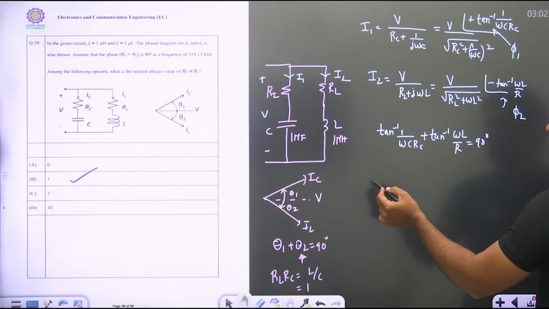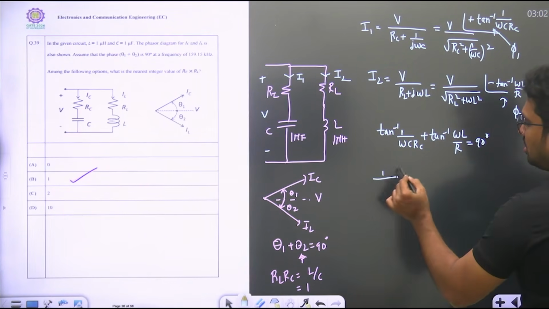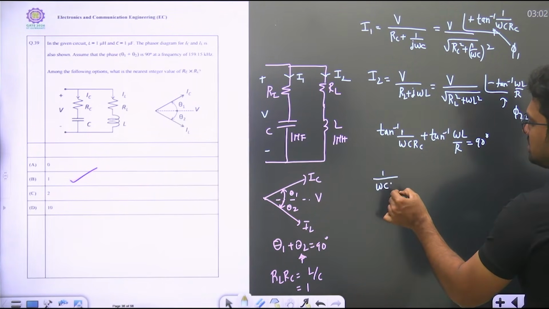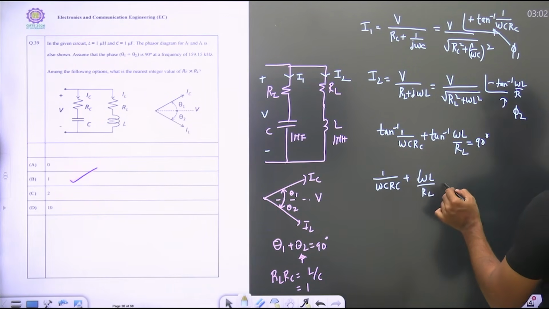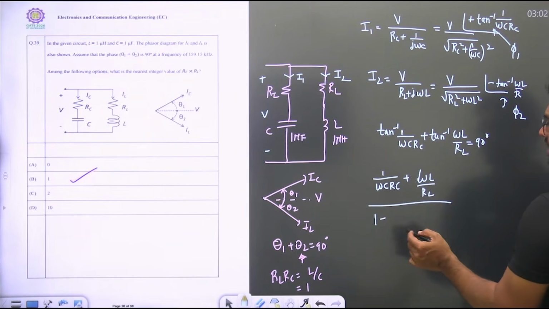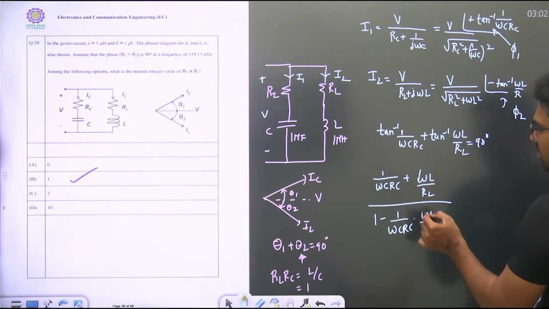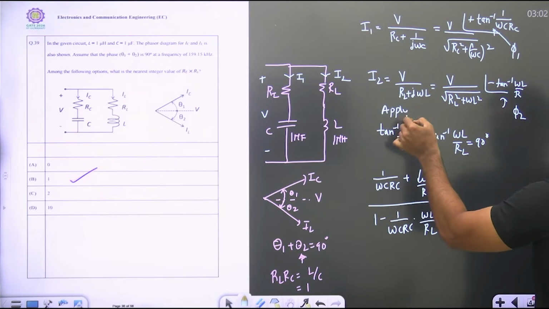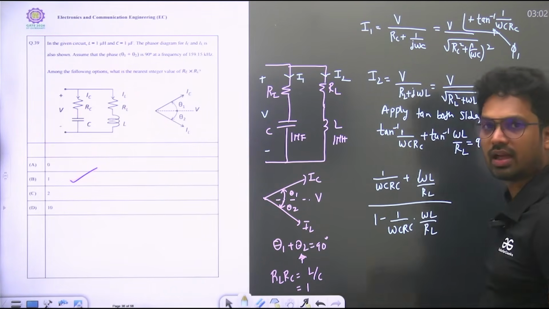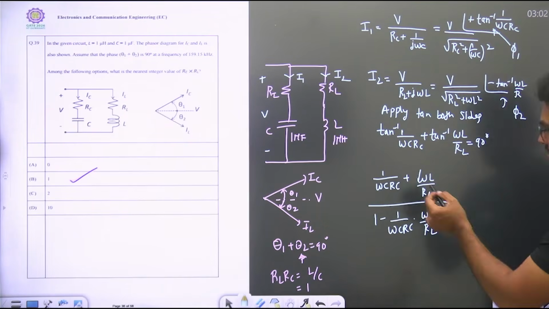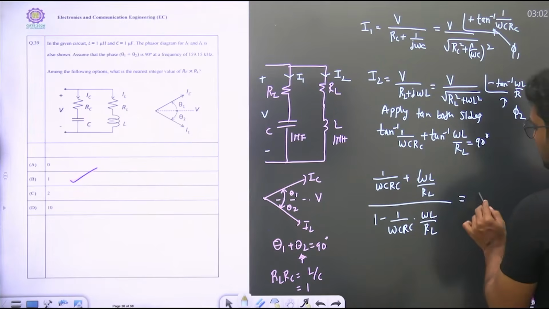Can you apply tan theta both the sides? Tan theta, if you apply both the sides, tan A plus tan B, that is 1 by omega C RC plus omega L by RL, by 1 minus tan A tan B, 1 minus omega C RC into omega L RL. Okay, what I have done, apply tan both the sides, हमने दोनों तरफ tan अप्लाई किया, देन क्या हो रहा है, this is tan A plus tan B by 1 minus tan A tan B equal to tan 90 degrees, which is how much, infinity. Tan 90 degrees is infinity.